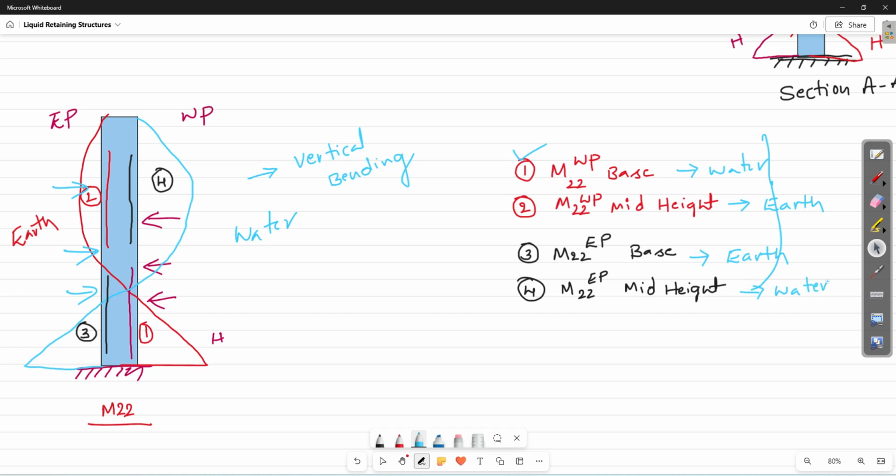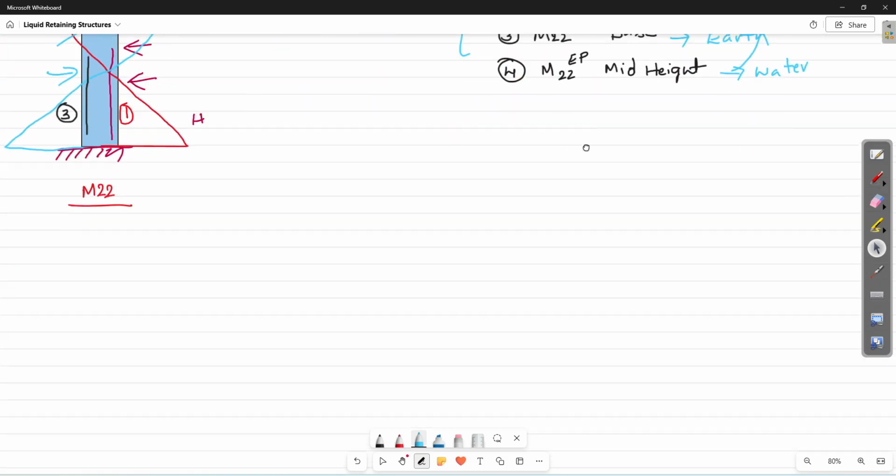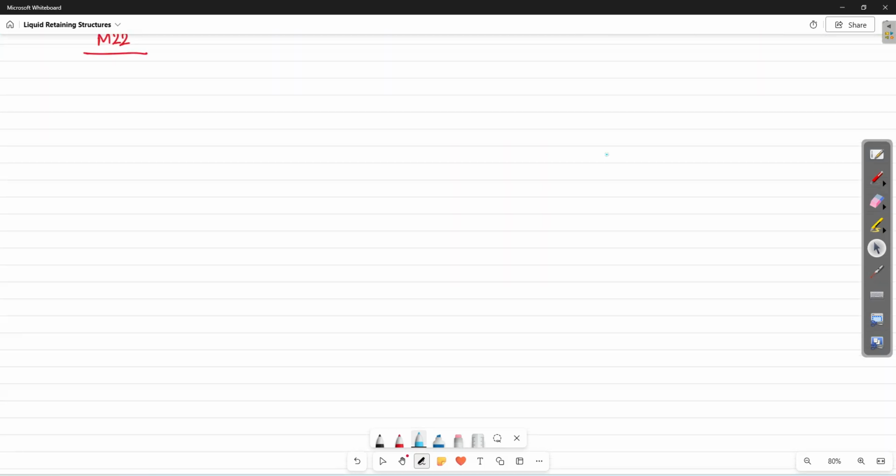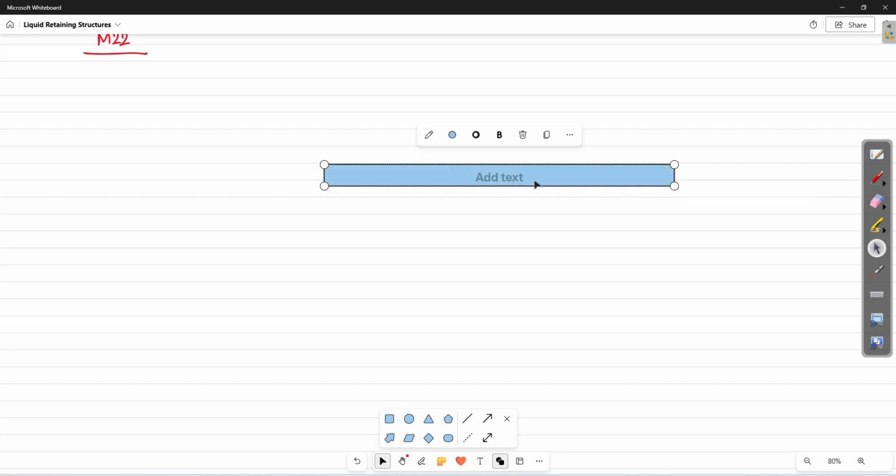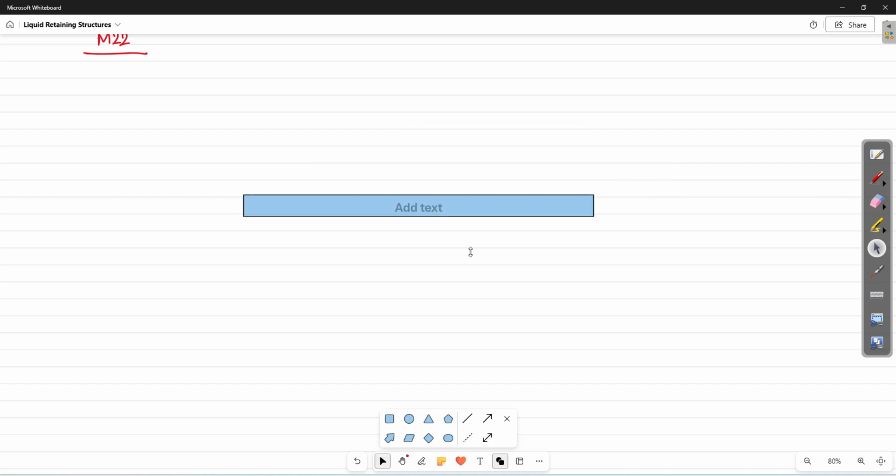Water phase. You just take a screenshot of this. So this is for vertical bending. So for M22 bending, you have to provide 4 types of reinforcement. So similarly, now we will consider horizontal bending. For which we will consider a plan of wall.